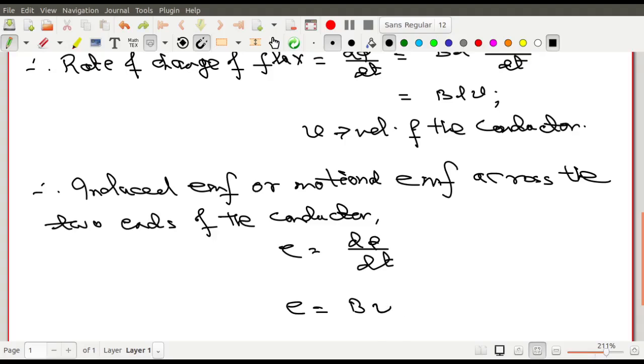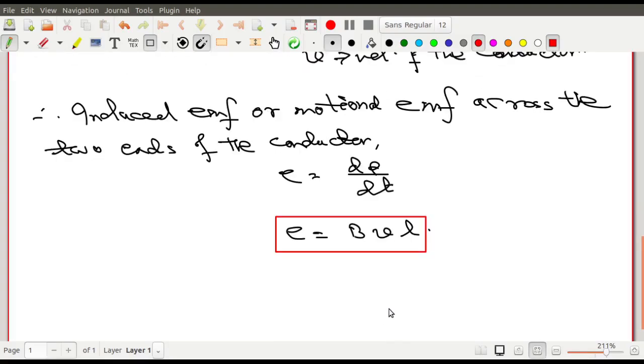So if a conductor is moving in a magnetic field in this particular way, you find the flux linked with it, then you find the rate of change of flux, and finally you get the expression of the induced EMF. And what is that expression? The expression is BVL. I hope that you have understood it properly.